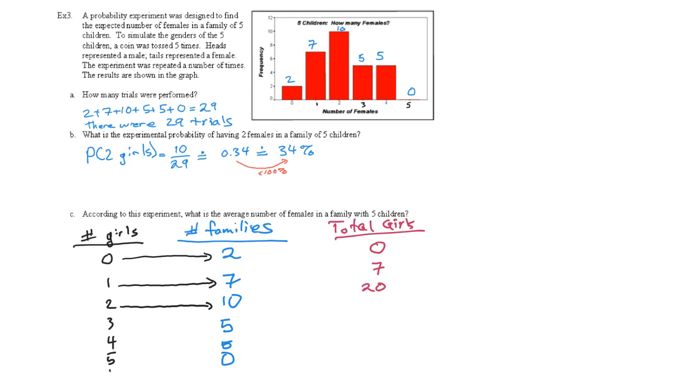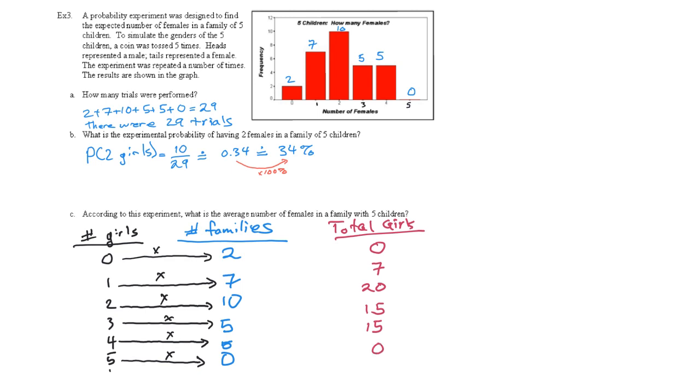So basically the thing that we're going to do is we're just going to multiply those numbers to get the columns on the right for this last column. Okay, so we have 3 times 5, which gives us 15. And then we have 4 times 5, which gives us 20. And then we have 5 girls, 0 possibilities. We multiply those together and we get 0.